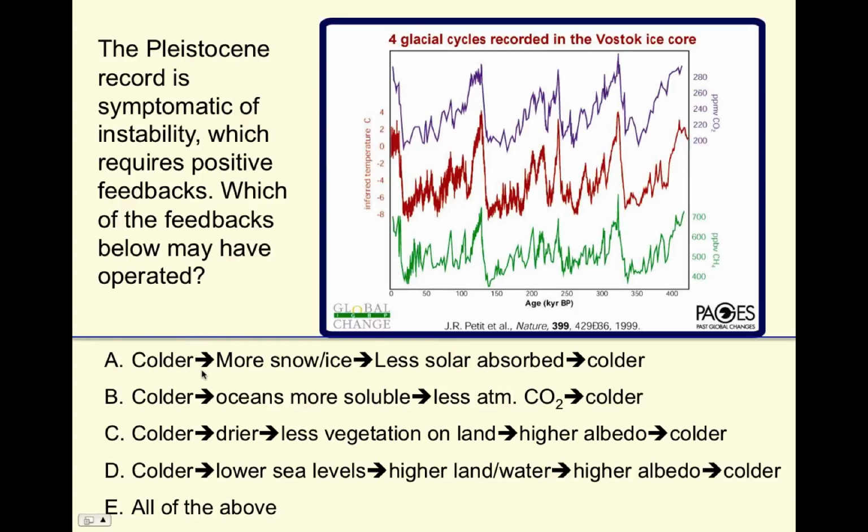When it's colder, there's going to be more snow and ice, more reflectivity, therefore less solar absorbed, and colder. That's called the ice albedo feedback. It's a very strong feedback, especially in the Arctic right now.